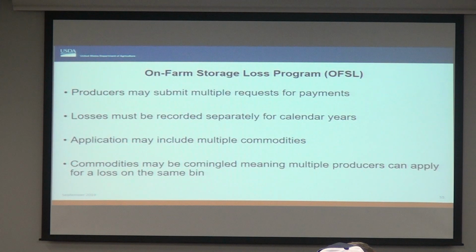And producers may submit multiple requests for payments. Could be multiple disasters happen within a year. I mean, you can come in and file. Losses must be recorded separately for each calendar year, and the application may include multiple commodities that were affected. And commodities could have been commingled. You know, several producers storing, say for instance, bushels of corn in a grain bin. They can come in and apply individually for the program. However, FSA will, or the producers will have to let FSA know how many bushels to allocate to each producer.